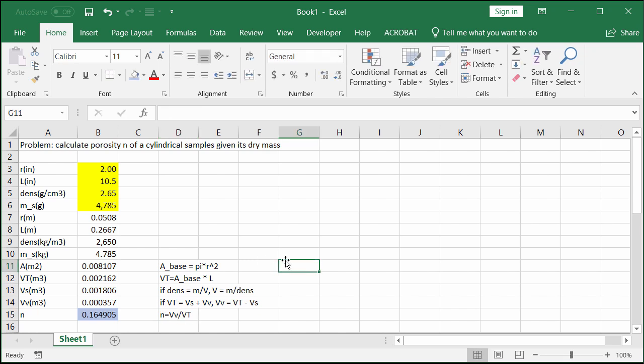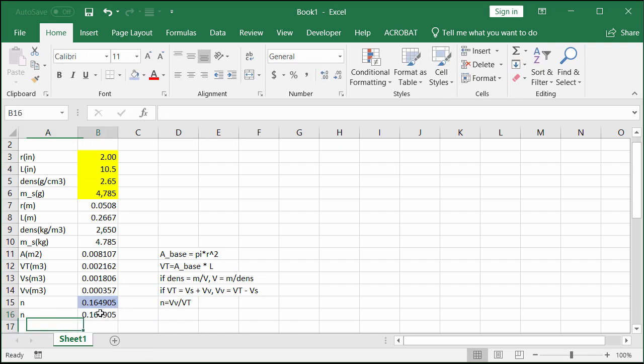Now, there's one final thing we need to do before we finish this up, and that is to express the answer in the correct number of significant figures. There are two ways to do this. One would be just to modify this number in B15 to the correct number of significant figures. But I actually like to just repeat this. Here's N, and it's equal to B15. So I get exactly the same number here.